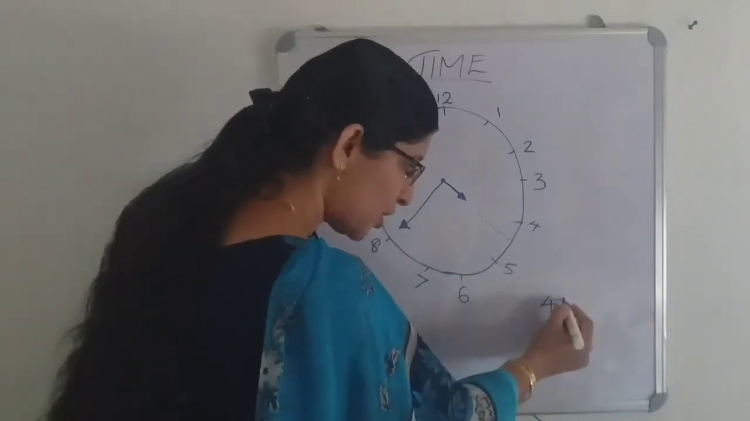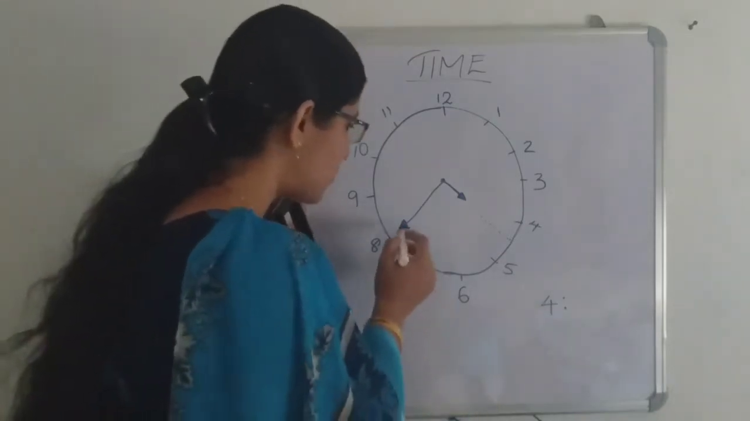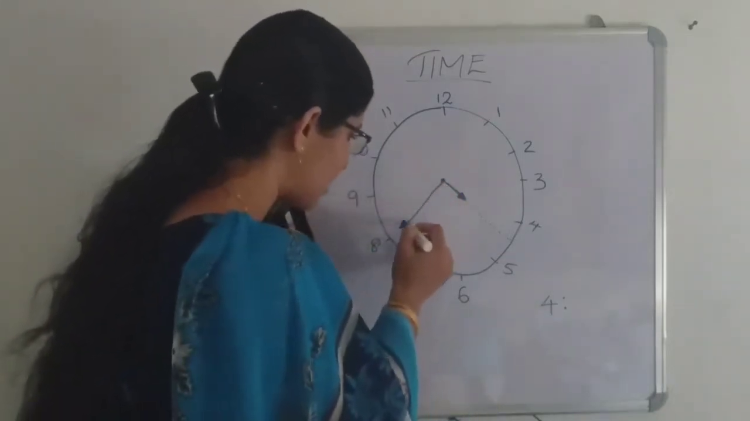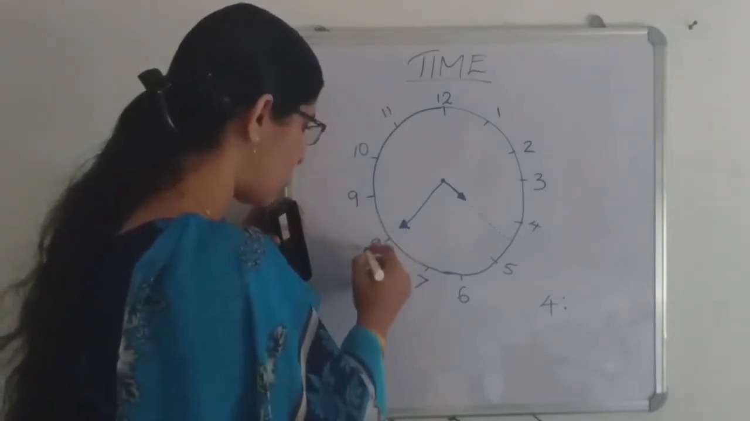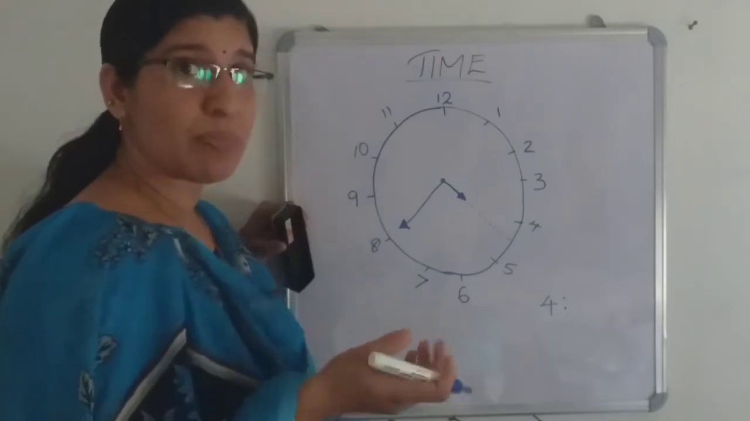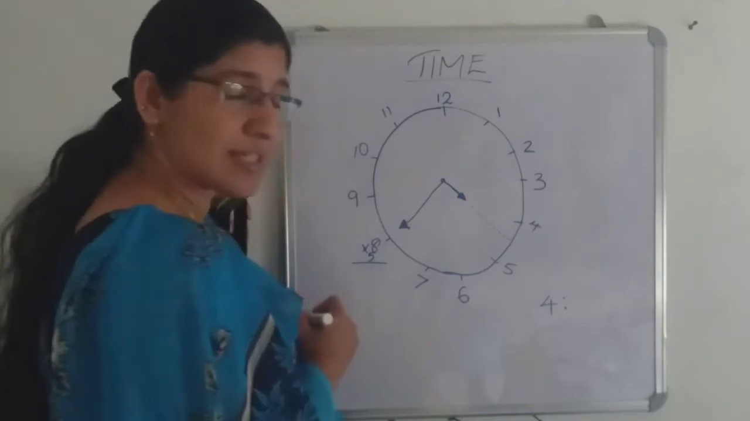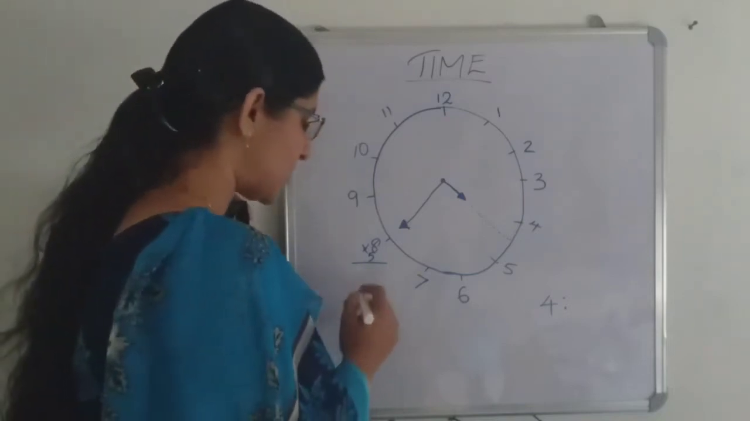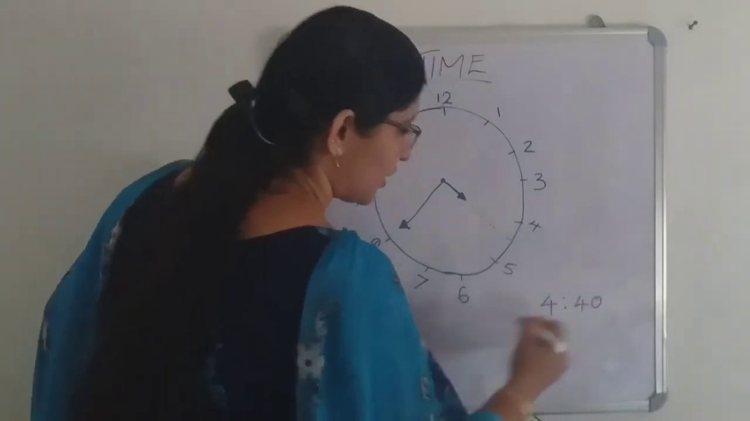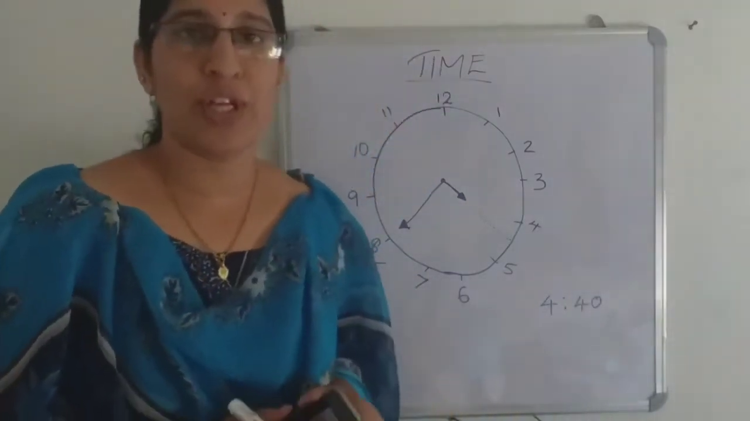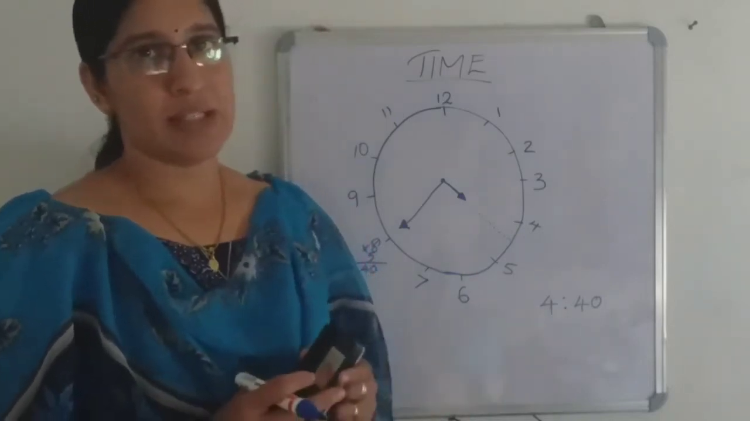And we need to put a colon, that is 2 dots. It is 4. Then you have to look at the minute hand. This long hand is called the minute hand. The minute hand is pointed to 8. I told you, whenever you are saying the minutes, you need to multiply by 5. So 8 into 5. What is the answer? We already studied the multiplication table. 8 fives are 40. So the answer is 4:40. The time is 4 hours and 40 minutes.